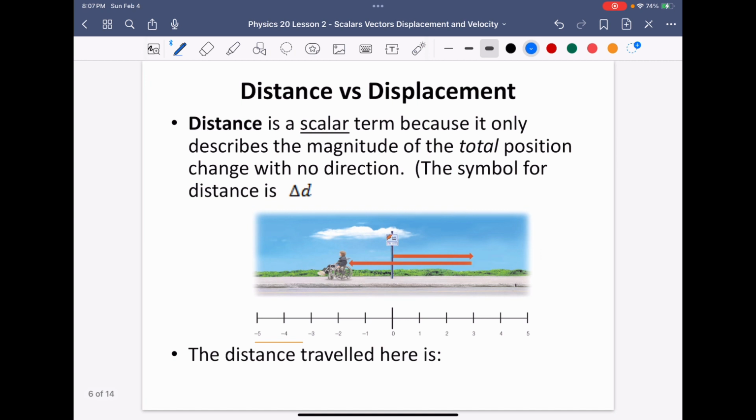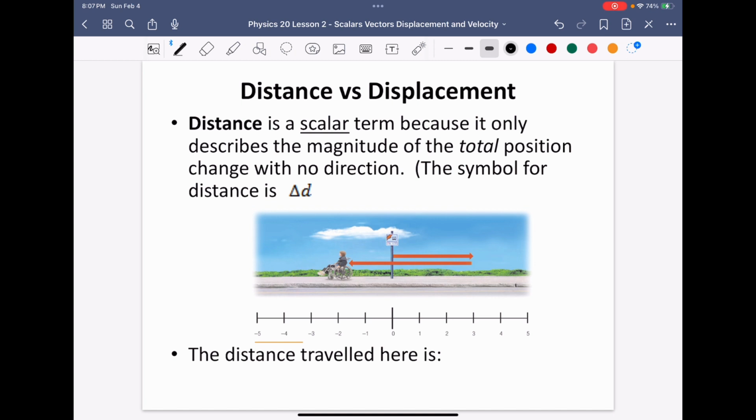All right, now considering the difference between distance versus displacement. Well, distance is a scalar term because it only describes the magnitude of the total position with no change in direction. So the symbol for this one is purely just delta D, how far we travel overall in distance.